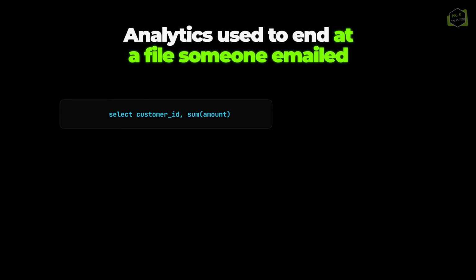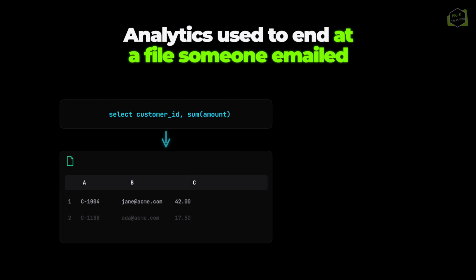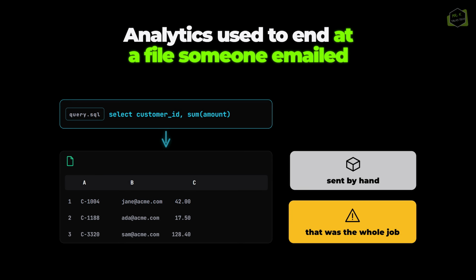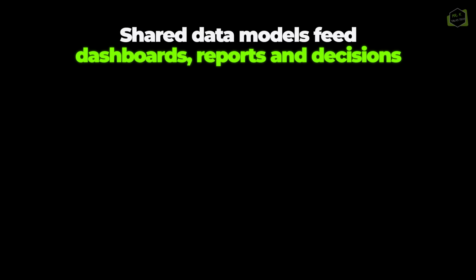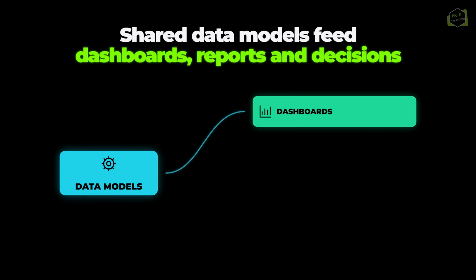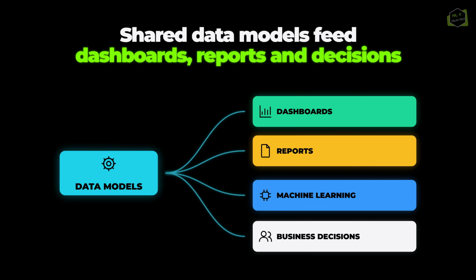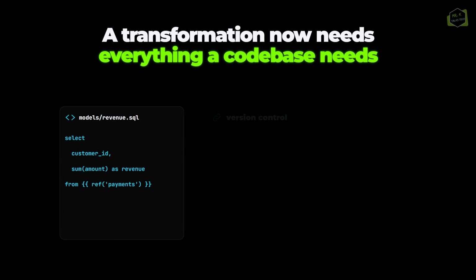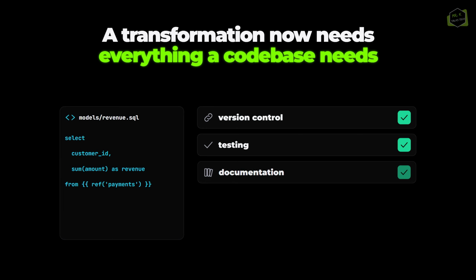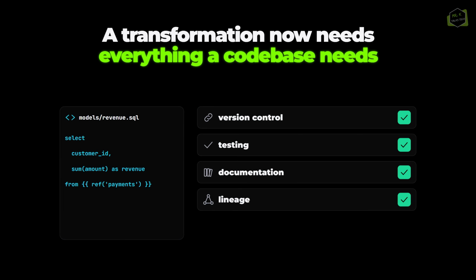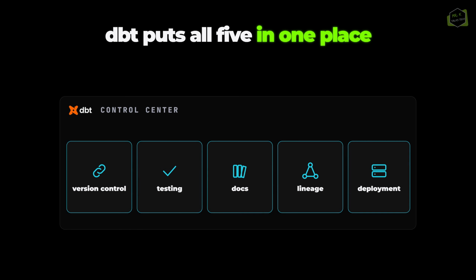So why has DBT become so important? Because analytics is no longer just about writing a query and sending a spreadsheet. Companies depend on data models that are shared across dashboards, reports, machine learning systems, and business decisions. Those transformations need version control, testing, documentation, lineage, and a clear deployment process. DBT brings those practices together.